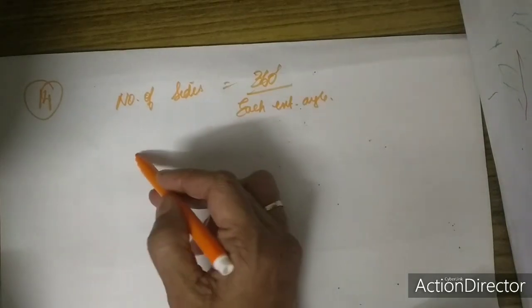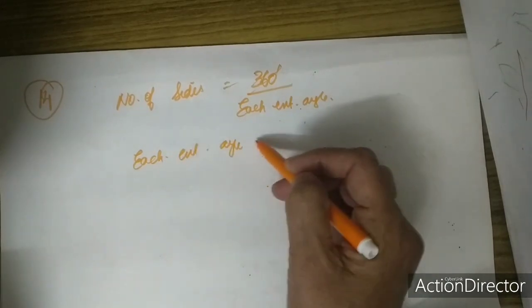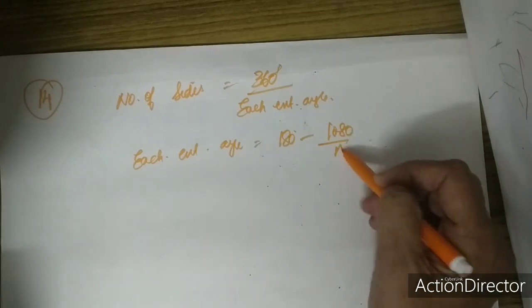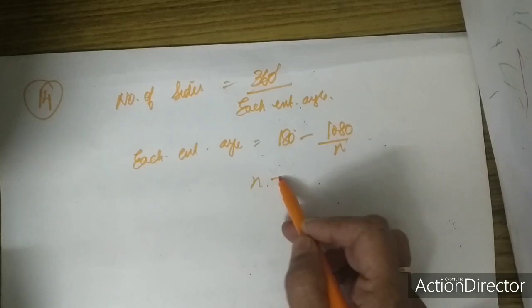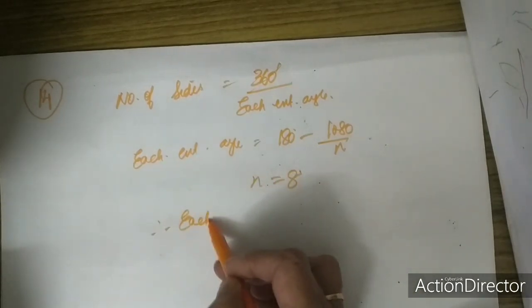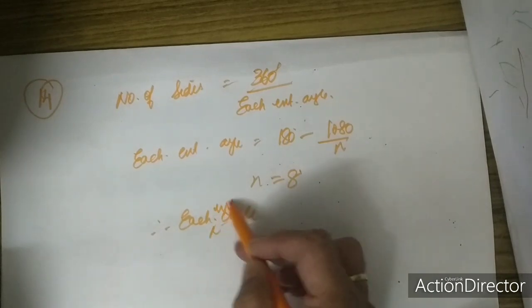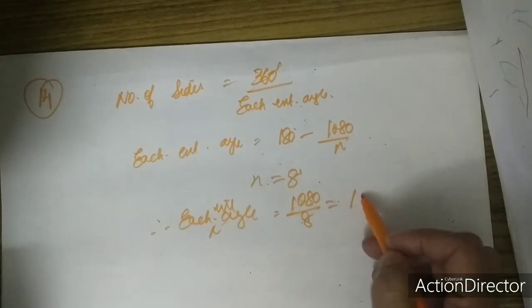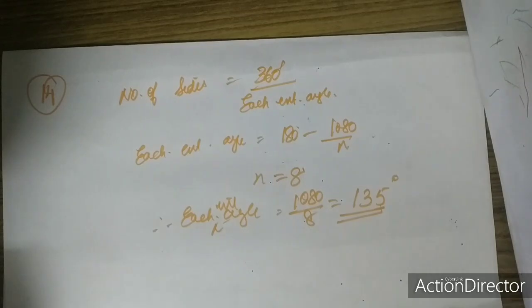So each exterior angle is equal to 180 minus 1080 upon n. On simplification we will be getting n is equal to 8. Therefore, each interior angle will be equal to 1080 upon 8, which is equal to 135 degrees. You should understand this question very clearly.